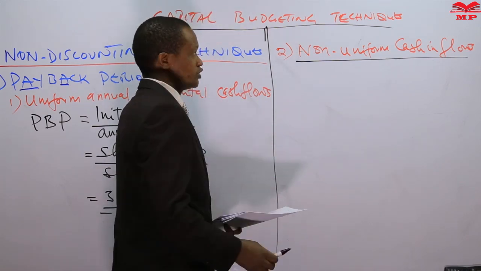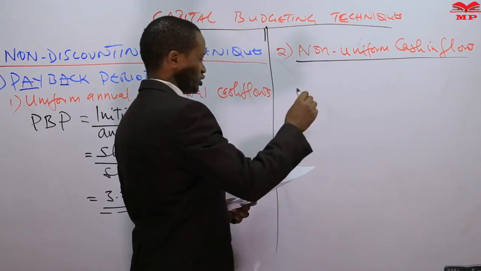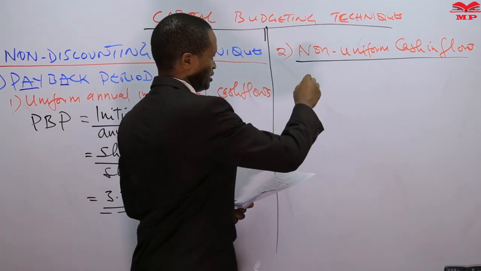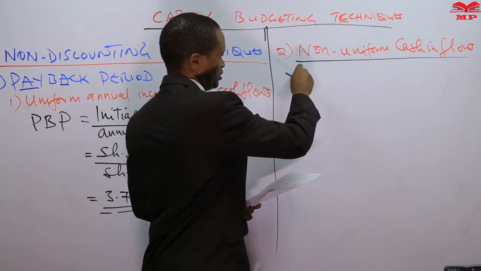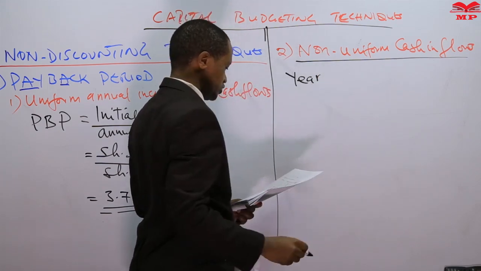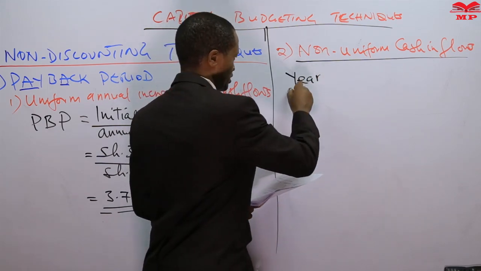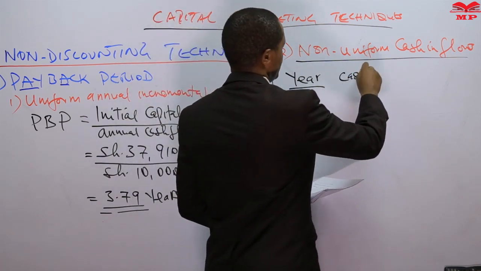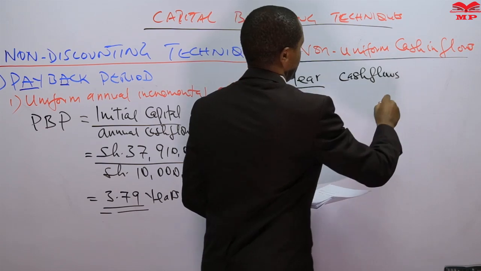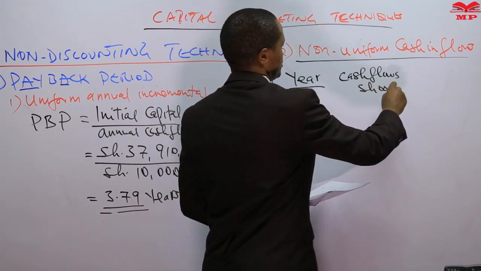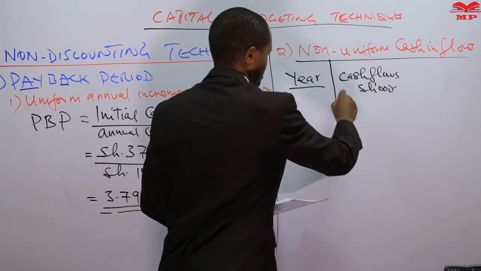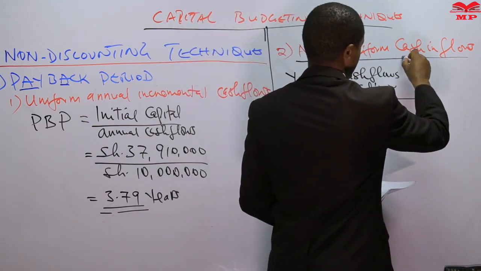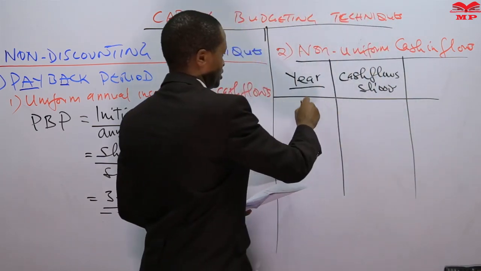Class illustration. This is an illustration, and you want to determine the payback period for the project. From the question, we have a column for years, then a column for cash flows in thousands.